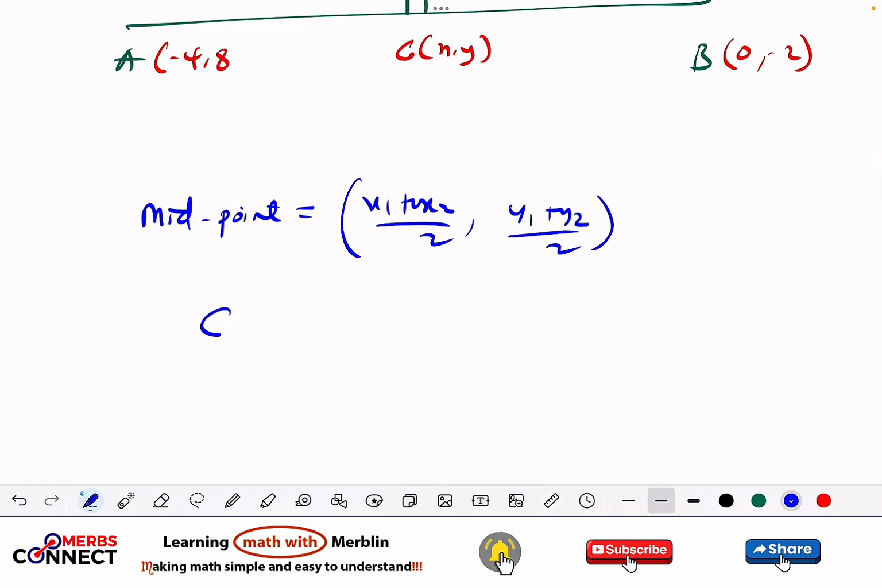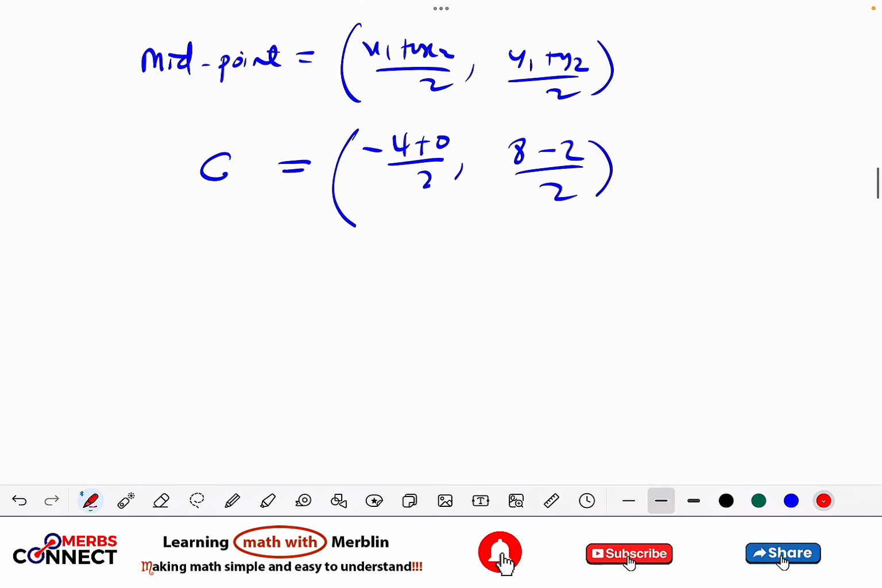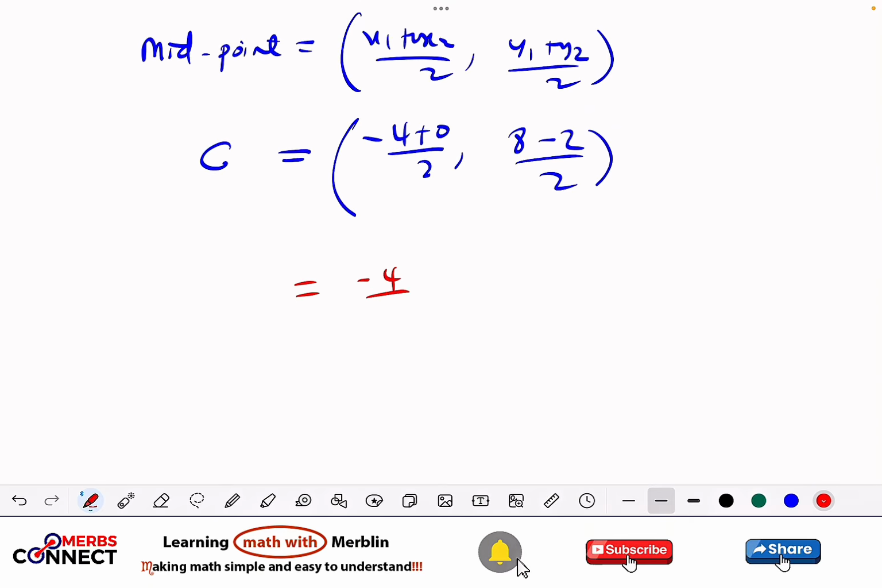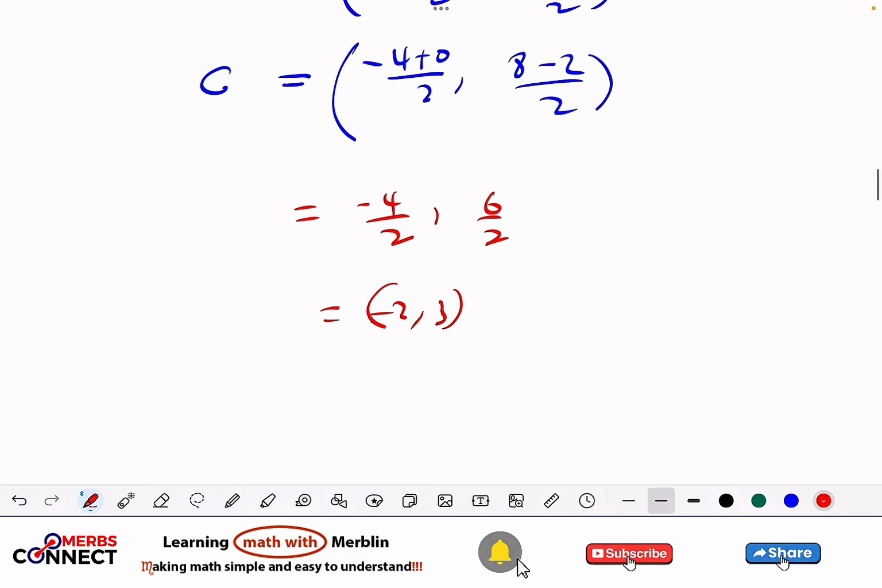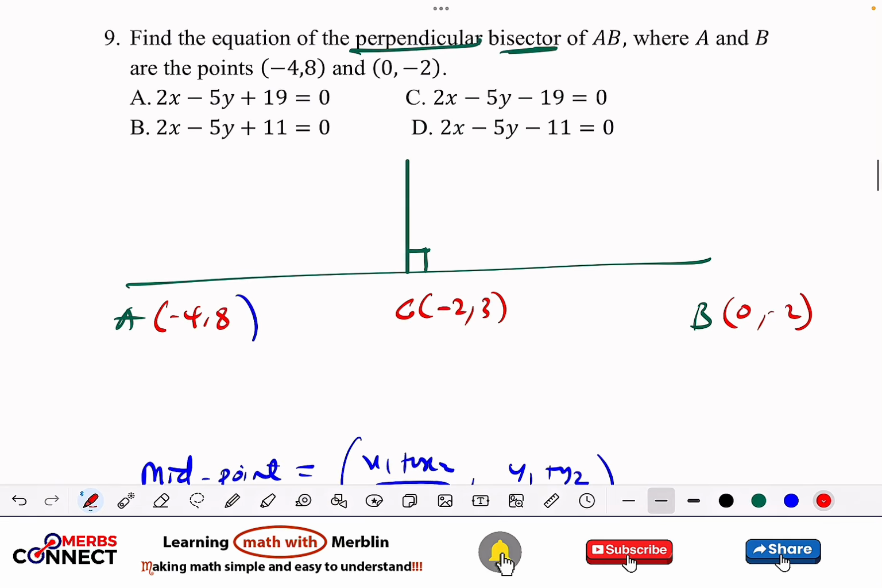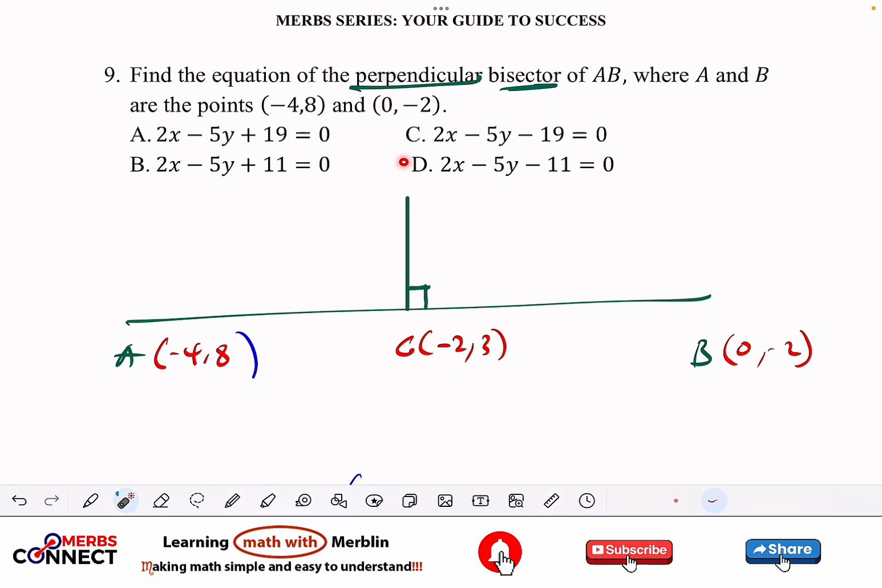Now, we are saying that the midpoint is C, so we are going to have C equal to (-4 plus 0) divided by 2, and then (8 minus 2) divided by 2. So we are going to have -4 divided by 2 and 6 divided by 2. So I'm going to have (-2, 3) as the midpoint. So now we have (-2, 3) as a midpoint, if I'm right. Good.